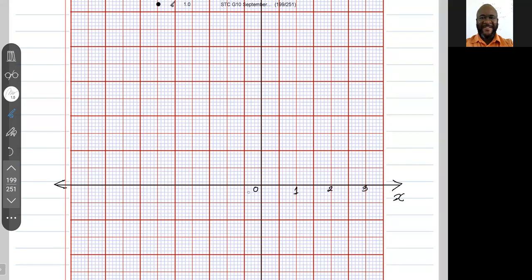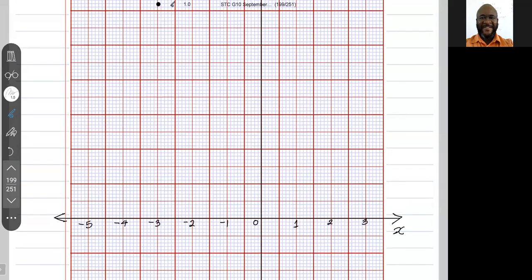Over to the left, 1 centimeter, 2 centimeter, minus 1. 1 centimeter, 2 centimeter, minus 2. Minus 3. Minus 4. Minus 5. Skillfully done. All right. Now the scale on the y-axis is 1 centimeter to 1 unit.